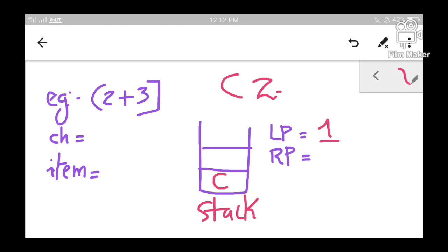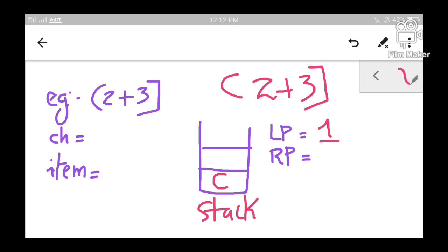So I'm reading the next character, which is plus. It is an operator. As per the algorithm, if you're reading an operator, do nothing and just go for reading the next character. The next character is 3, which is again an operand. Again, if it is an operand, you have to do nothing, just go and read the next character. So the next character is a right square bracket.